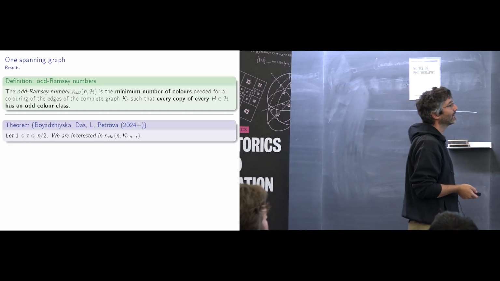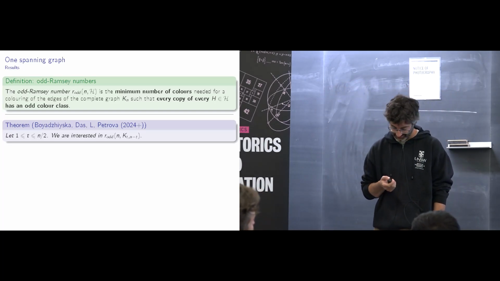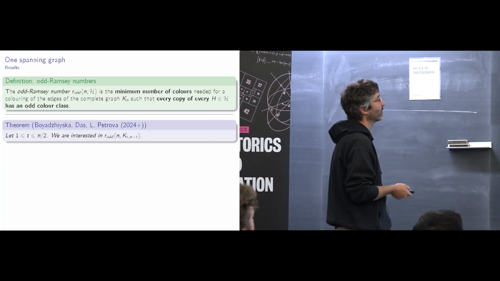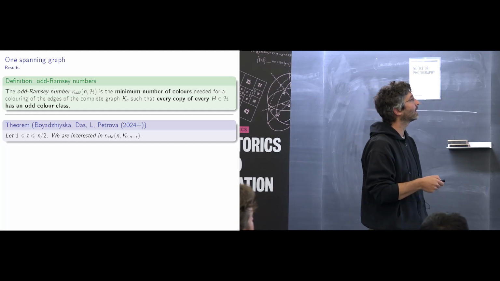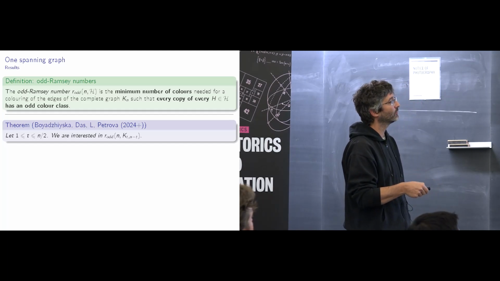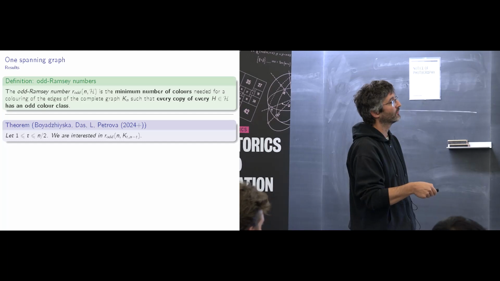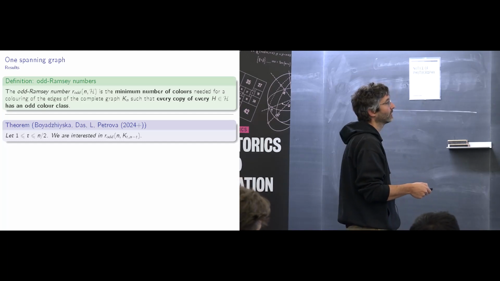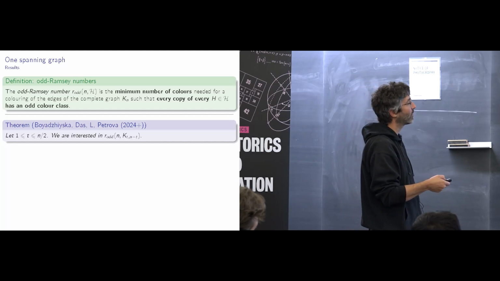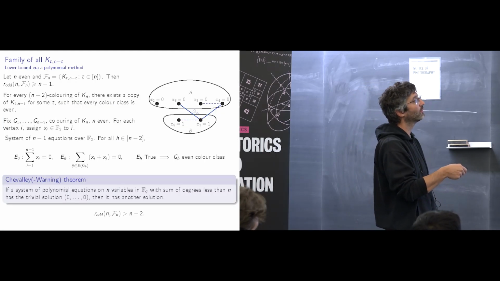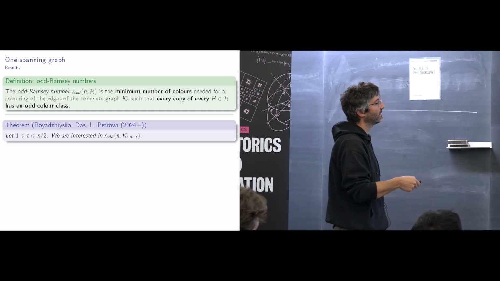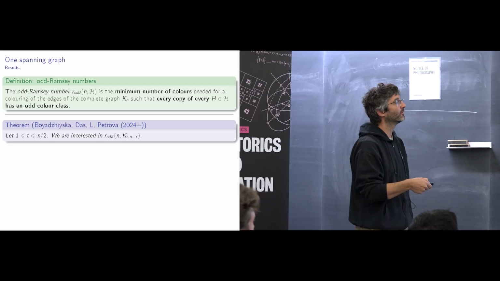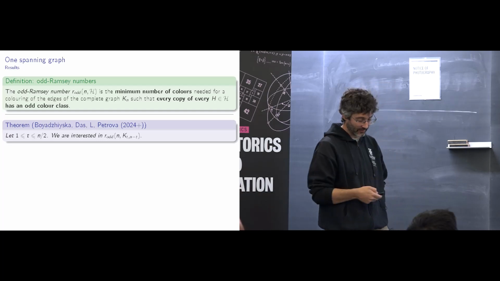And the second one I want to talk about is the one we spent so much time on. It was the initial problem we were looking at, and we are looking at what happens when you have one spanning graph. I told you what a spanning graph was before. You have Kn, and you want to find one K_{t,n-t}. So now you fix t. Before, I was looking at the family of all possible complete bipartite graphs. Here I fix one t, and I'm interested in understanding the Odd-Ramsey number for that value.